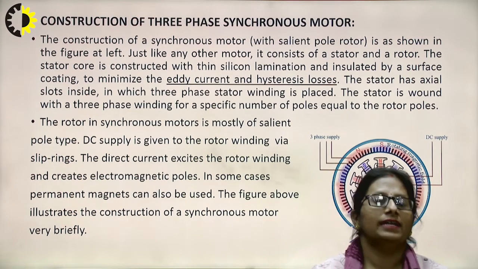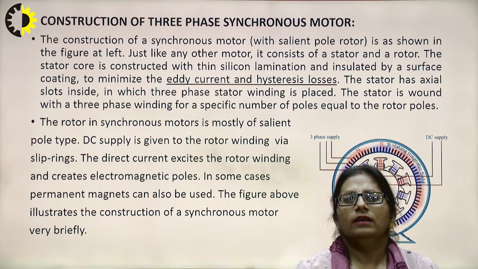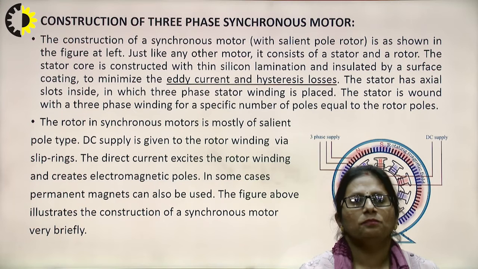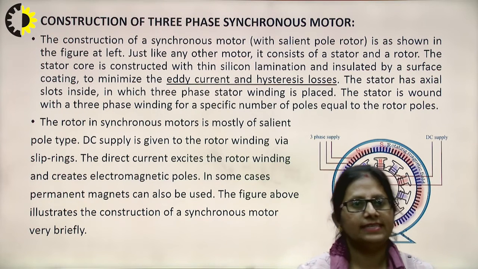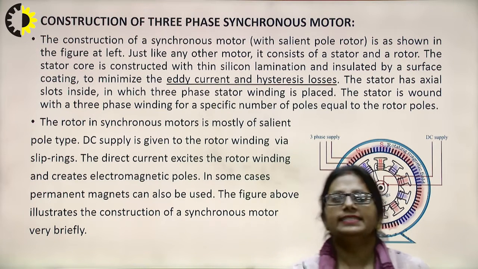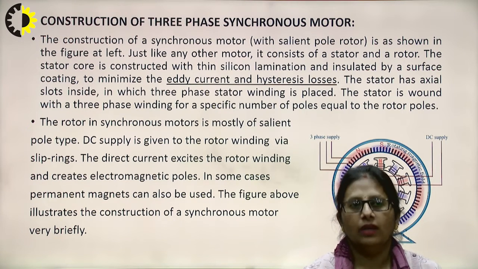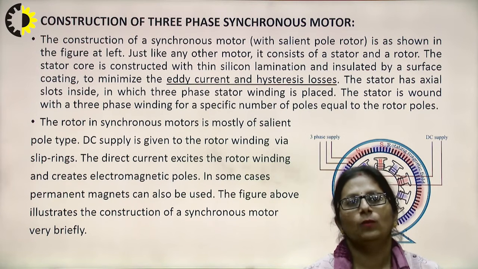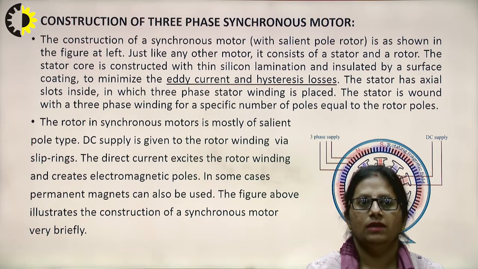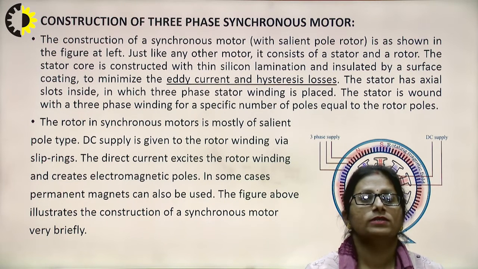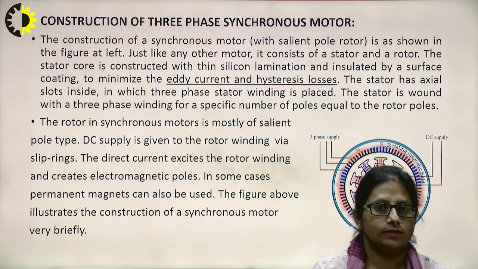Now, going with the construction, the construction of the synchronous motor is as shown. Just like any other motor, it consists of a stator and a rotor. The stator core is constructed with thin silicon laminations insulated by a surface coating. We know the reason why it is laminated: to reduce the eddy current losses. And the stator core is constructed with silicon to reduce the hysteresis losses.